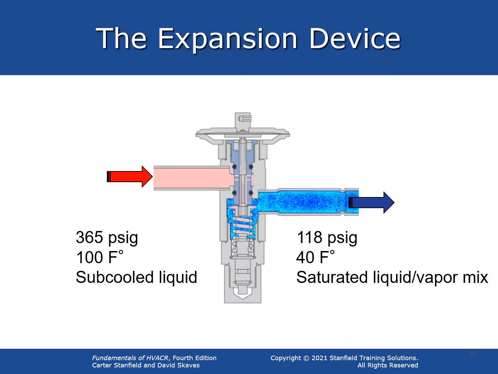The expansion device controls the flow of refrigerant to the evaporator. It separates the high and low pressure sides of the system. Two actions occur in the expansion device. One, the pressure of the refrigerant is reduced to a pressure corresponding to the evaporator temperature at the saturated condition, and two, refrigerant liquid is cooled to the evaporator temperature by actual evaporation of some of the liquid refrigerant.